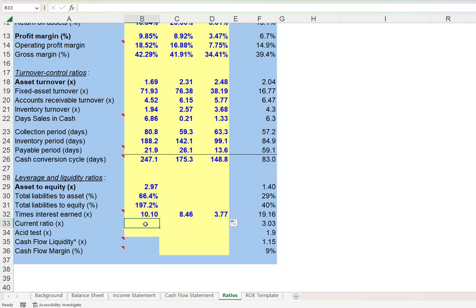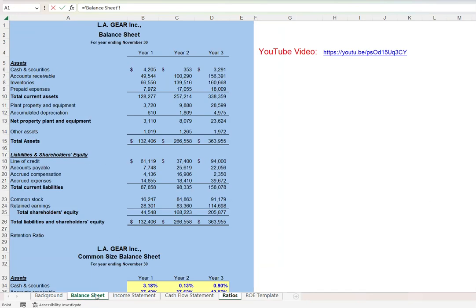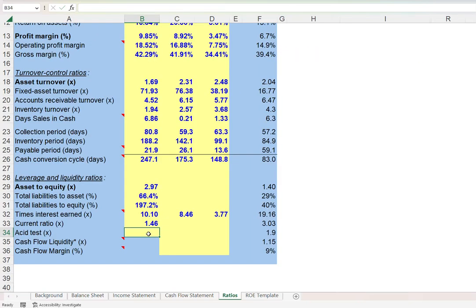Our current ratio is simply current assets. Let's go to our balance sheet. Current assets, 128, divided by current liabilities of 87. Our current ratio is 1.46. How has it changed? It's gone up to 2.14. So our liquidity from using our current ratio has improved slightly, hasn't it?